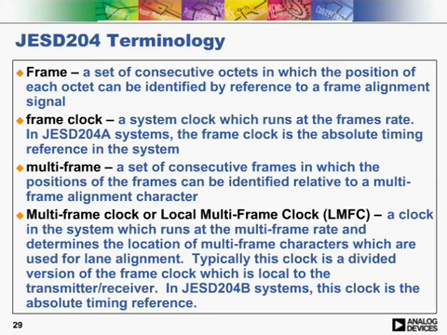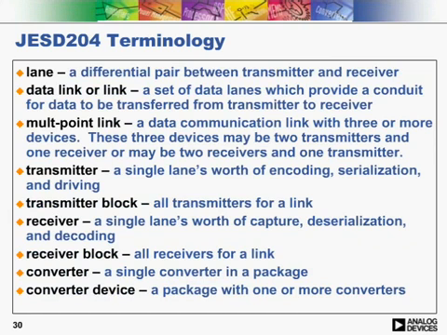Multi-frame clock or local multi-frame clock is a clock in the system which runs at the multi-frame rate and determines the location of multi-frame characters which are used for lane alignment. Typically, the clock is a divided version of the frame clock, which is local to the transmitter or the receiver. In the 204B specification, this clock will be the absolute timing reference. A lane is a differential pair between the transmitter and the receiver. The data link or link is a set of data lanes which provide a conduit for the data to be transferred from the transmitter to the receiver.